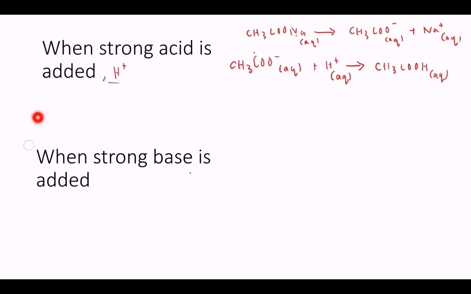When a strong base is added, strong base is OH-. So the base will react with the weak acid present in the buffer solution. The weak acid in this buffer solution is CH3COOH, so it will react with the OH- added. This reaction will produce CH3COO- and H2O.